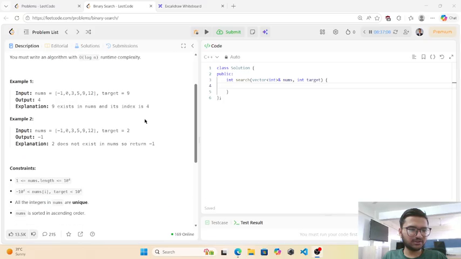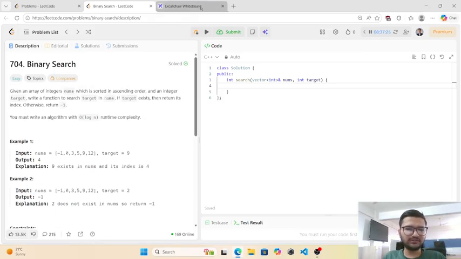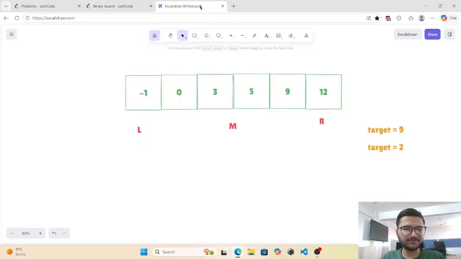First, we see that two examples are given. In the first example, we are given one nums array and a target which is an integer. In the second, we are given the same nums array and a different target, which is 2. First of all, let's see the visual representation of this question.